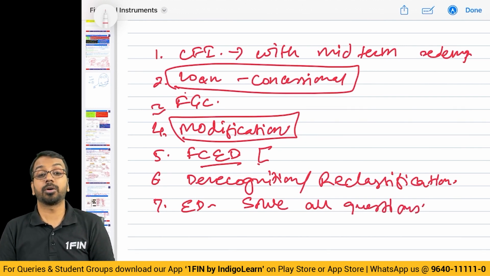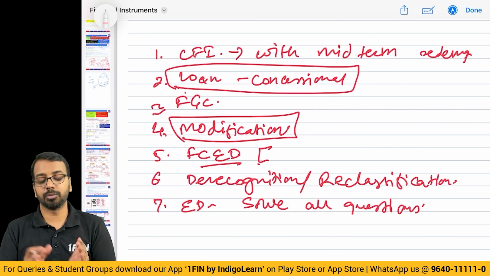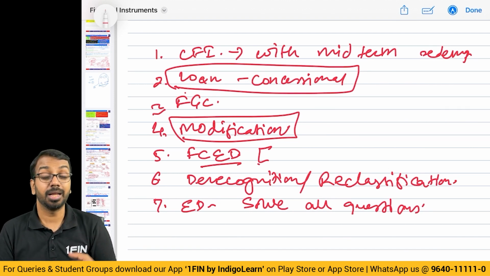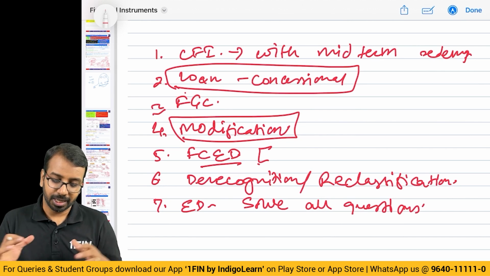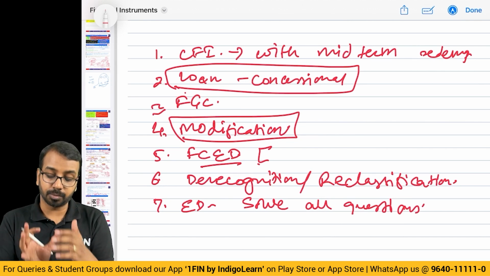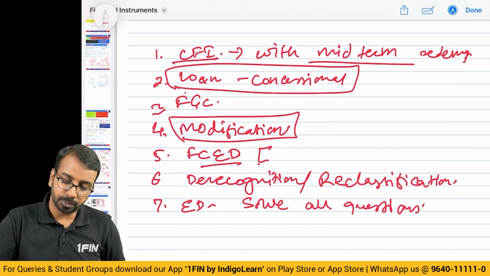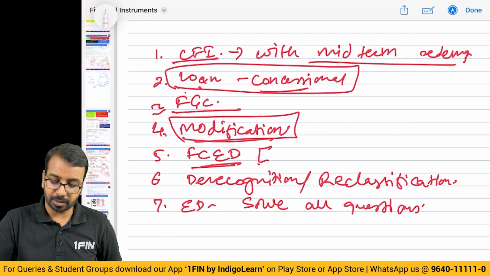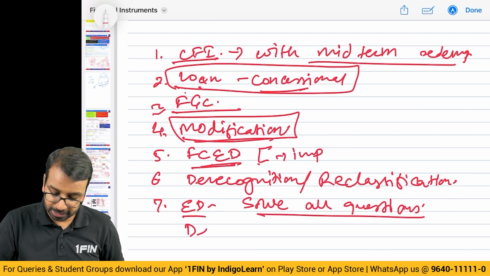If you are worried about theory, leave the theory, at least solve all the questions from the examination compiler that we have, or from the study material. That gives you some amount of comfort before you go to the examination, right? So these are the broad focus areas when it comes to your examination. Focus areas: compound financial instrument with mid-term redemption, concessional loan, financial guarantee, modification, foreign currency embedded derivative. This is important. And embedded derivative, solve all questions, including derivative questions.